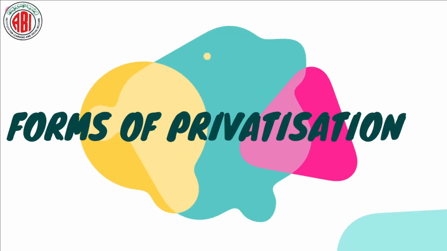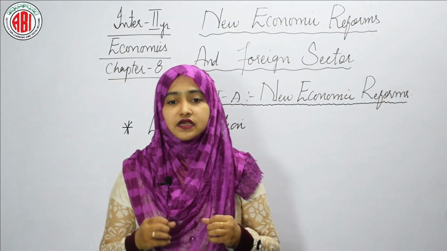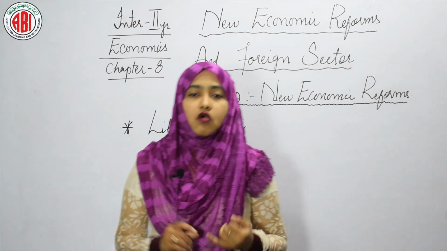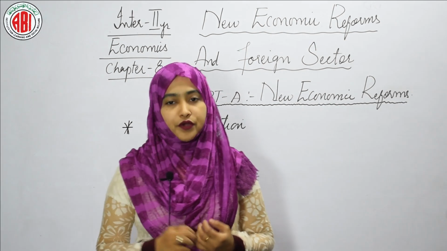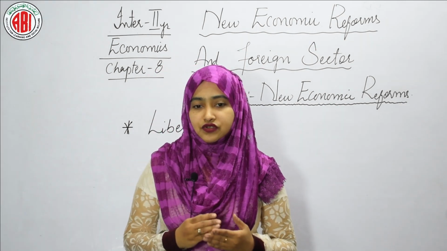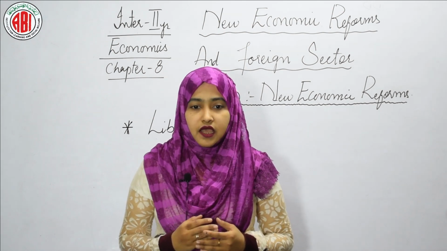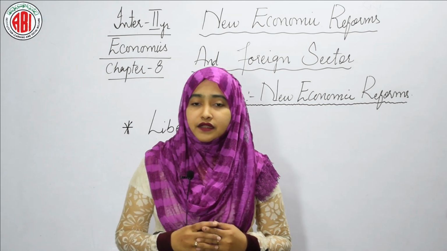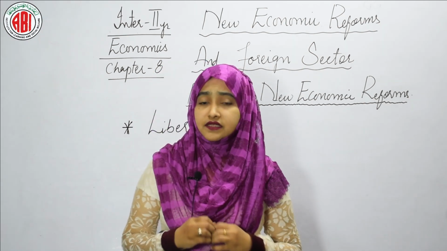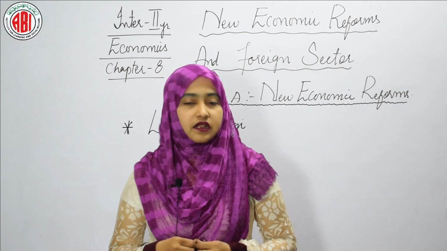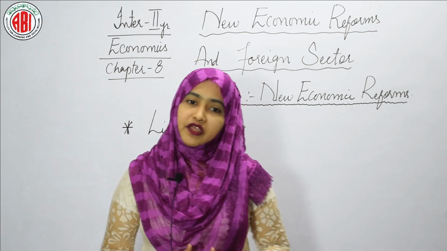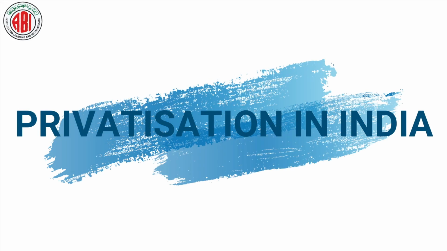Now the forms of privatization. Privatization consists of three kinds, which are the ownership type, organizational type and operational type. In the ownership type, there are total denationalization, joint venture, liquidation and management buyout. In the organizational type, there are autonomy in decision making and restructuring, whereas in the operational type. After these forms of privatization, now we will see privatization in India.